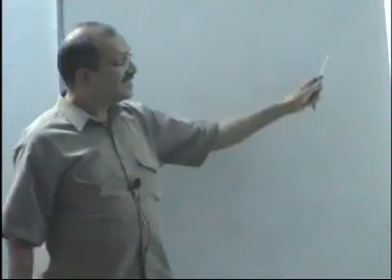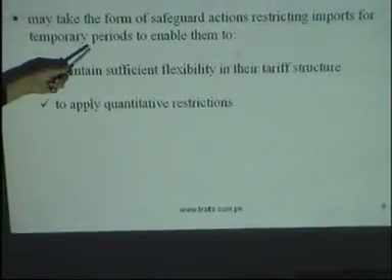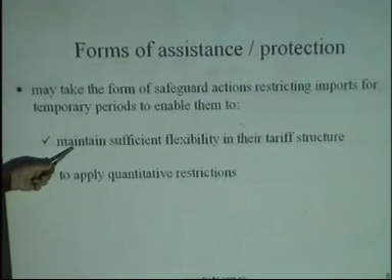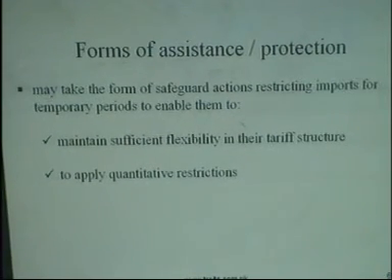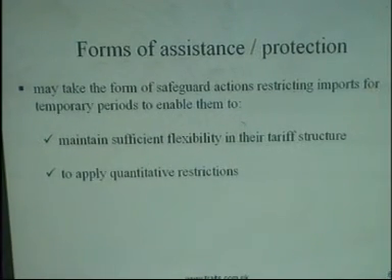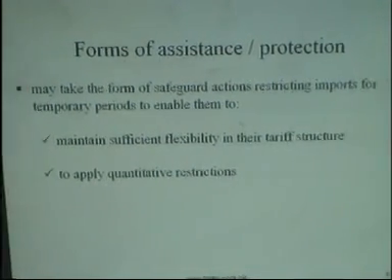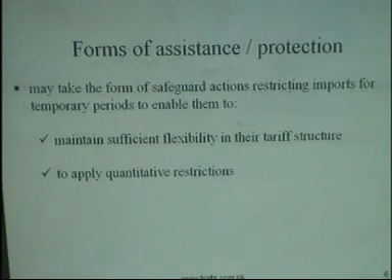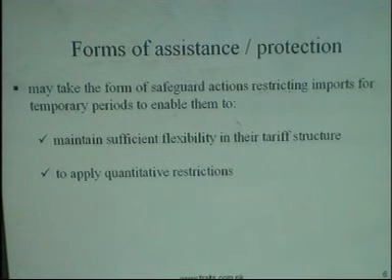And it says that the safeguard actions restrict imports for temporary periods to enable them to maintain sufficient flexibility in their tariff structure. Now, what is meant by sufficient flexibility in the tariff structure? That you can easily maneuver the modification of the schedule, or you can raise the tariffs freely. So this is what it means. And then you can apply quantitative restrictions. It permits that you even impose quantitative restrictions, quotas, or even stop the imports, but again based on a certain case.